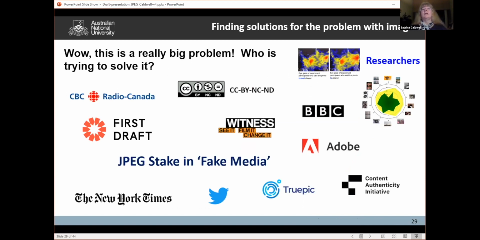Who's trying to solve it? These are all the different kinds of groups that are attempting to solve the problem and come up with ways to address it. And as you can see, the JPEG stake in fake media is front and center in all of this. I've been very pleased to be able to be participating in this process. The Content Authenticity Initiative is something that we heard about in the first workshop, and that's a really interesting initiative as well. There's also Witness, see it, film it, change it. And I think that Creative Commons has a role to play in all of this as well. I've been engaging with Creative Commons as well.